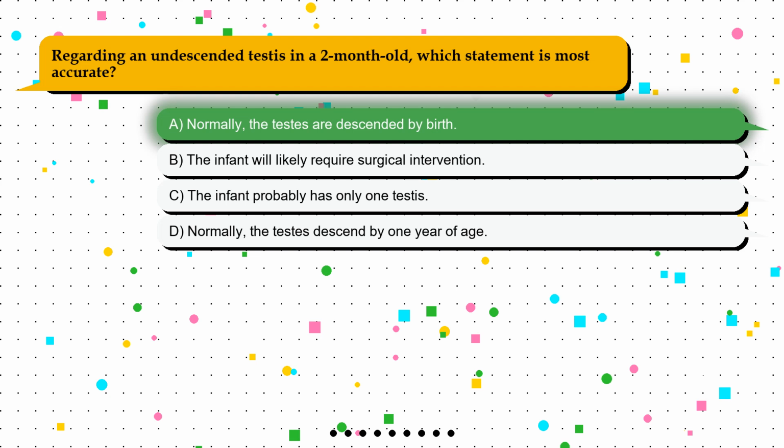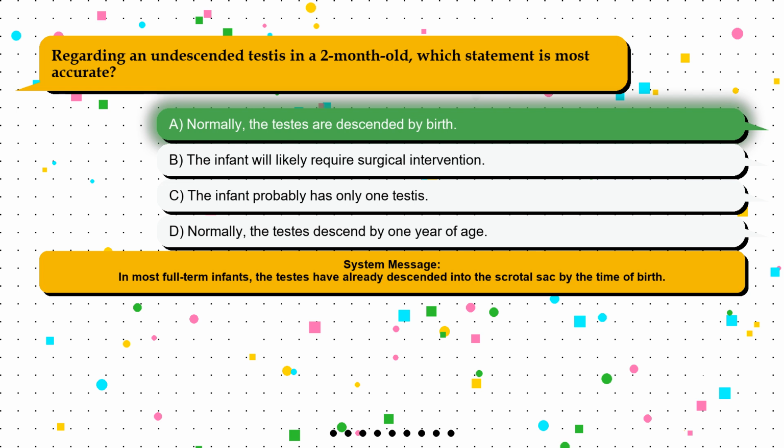The correct answer is option A. Normally, the testes are descended by birth. In most full-term infants, the testes have already descended into the scrotal sac by the time of birth.